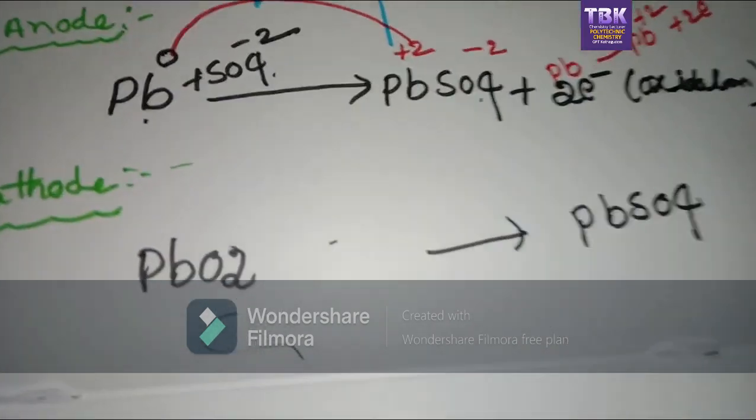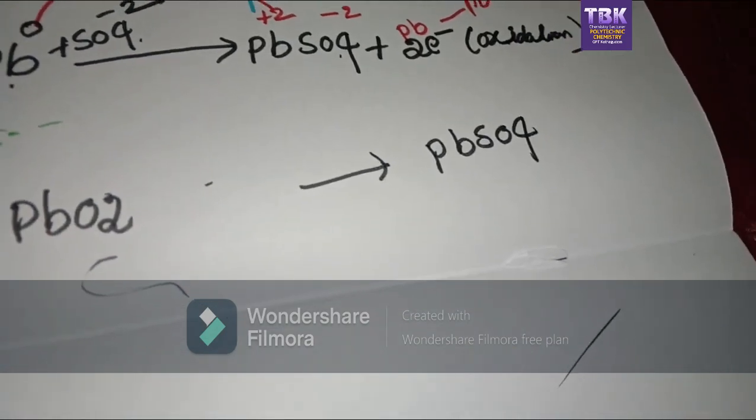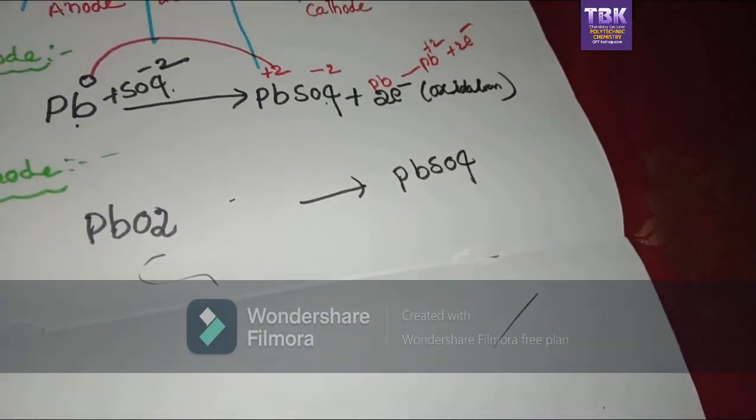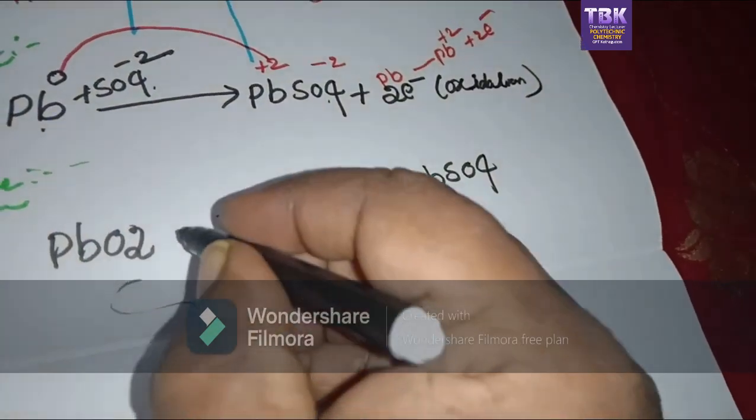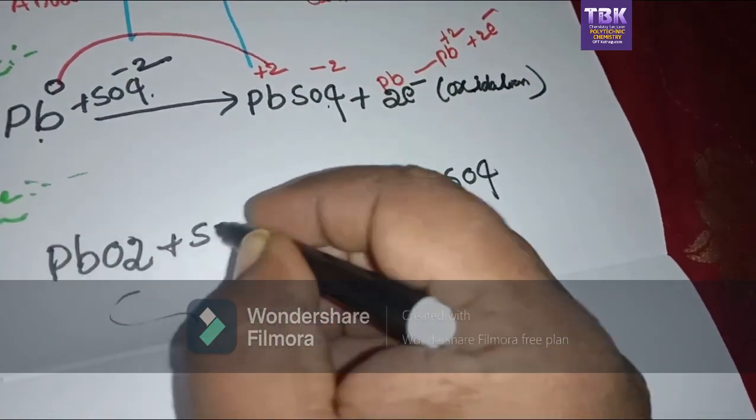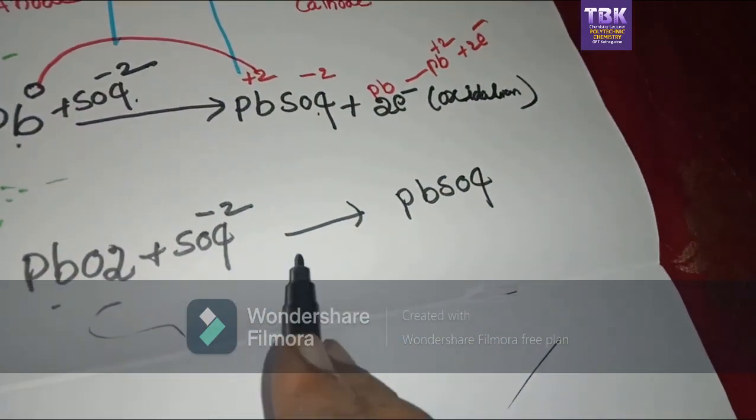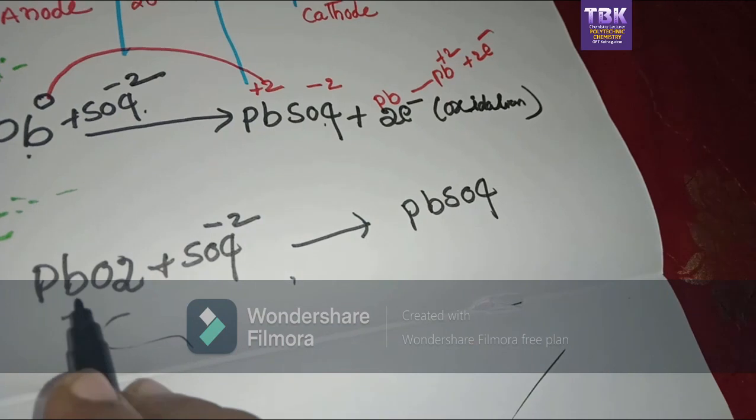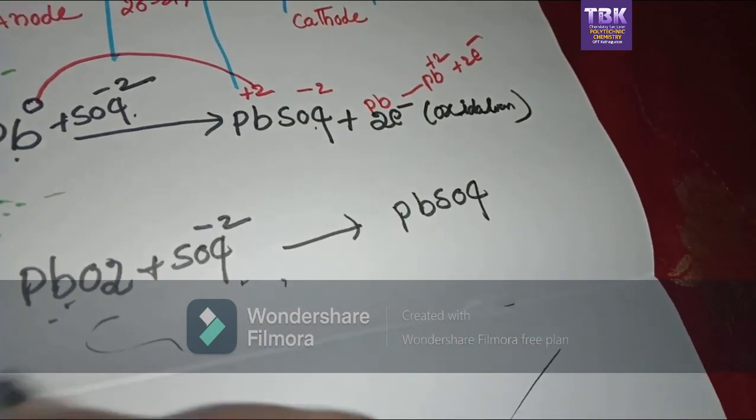సో ఇక్కడికి వచ్చేసరికి PbO2 కన్వర్టెడ్ టు PbSO4, Pb ఈస్ కన్వర్టెడ్ టు PbSO4. ఈ PbSO4లో ఇక్కడ SO4 ఎక్కడి నుంచి వచ్చింది? ఫ్రమ్ ది ఎలక్ట్రోలైటిక్ సొల్యూషన్, SO4 minus 2. So Pb react with SO4, it convert into PbSO4.